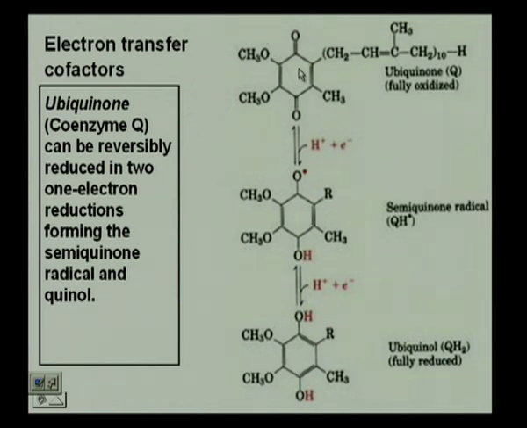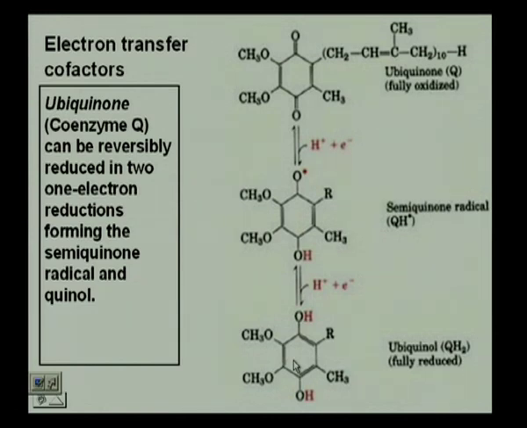The fully oxidized form has a double bonded O on both sides. If you have a radical O dot and OH, you have the semiquinone radical, which is formed by adding H plus and an electron to the ubiquinone. You have the semiquinone and then you have the ubiquinol.